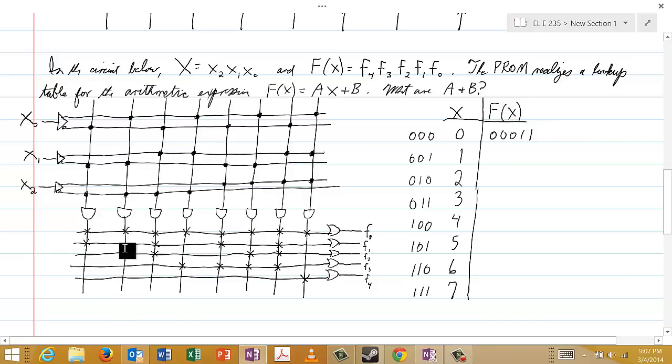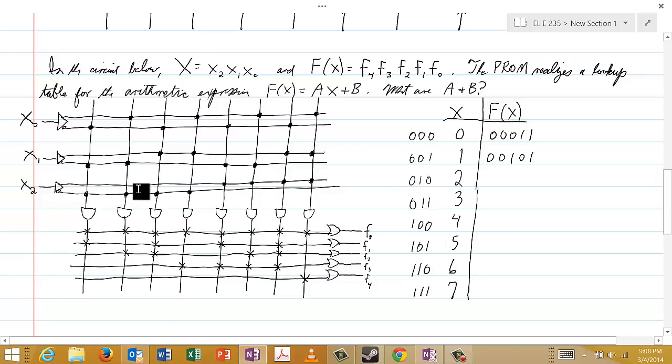And we see that F4 has no connection, so it will be 0, F3 will be 0, F2 will be 1, F1 will be 0, F0 will be 1. So let's put that down: 0 for F4, 0 for F3, 1 for F2, 0 for F1, and 1 for F0. Now, I think that you probably are already picking up on the pattern here. We're just moving from left to right with the different numbers for x. You can see the next one. Let's maybe do one more quickly.